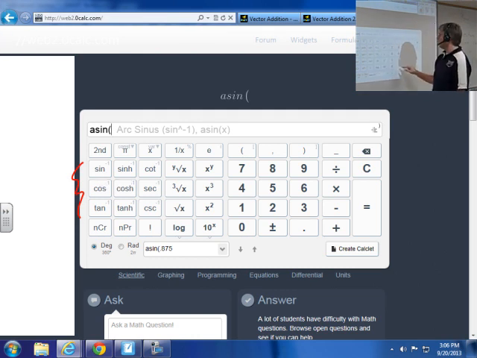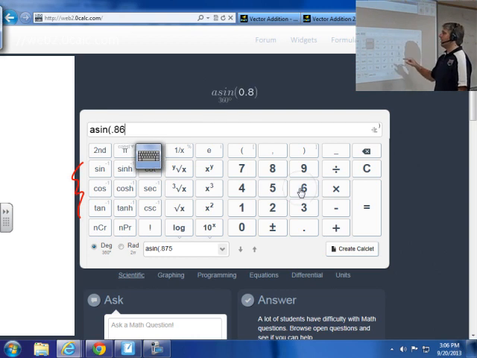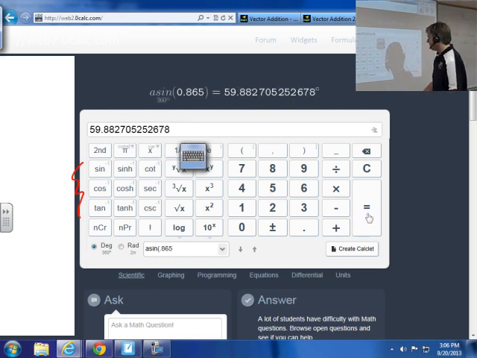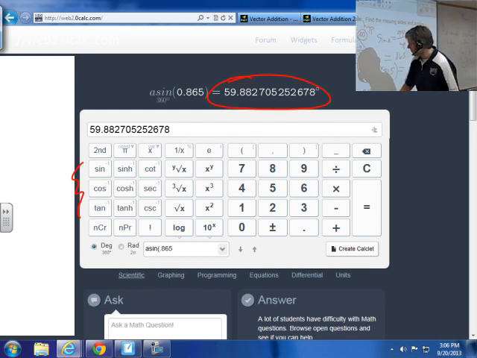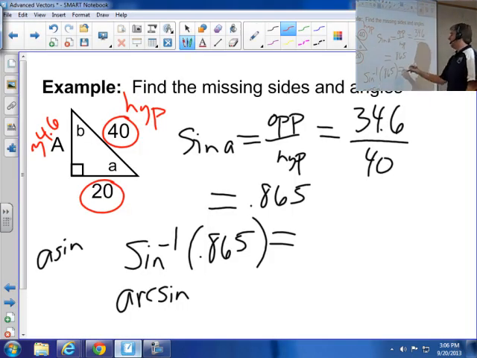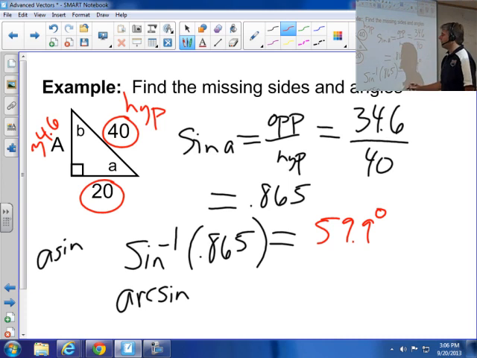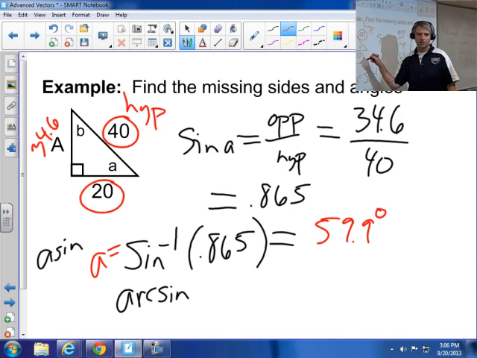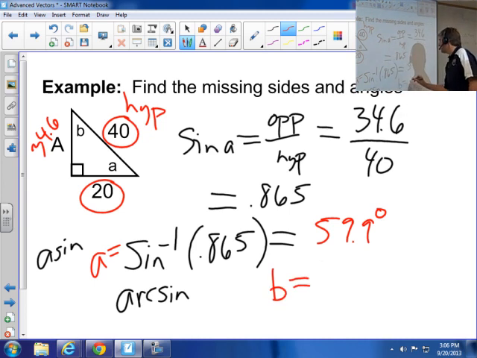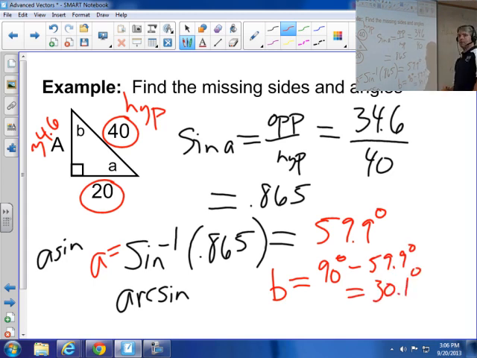Now, all I have to do is enter in what the sine was. It was 0.865, and then hit enter, and it tells me right up here at the top that the angle is about 60 degrees. So apparently, angle A, the arc sine or inverse sine of 0.865, is 59.9 degrees, pretty close to 60. Now it's pretty easy to find what angle B is because I know that A and B have to add up to 90 degrees. So angle B must be 90 degrees minus 59.9 degrees, and that's about 30.1 degrees, just like that.